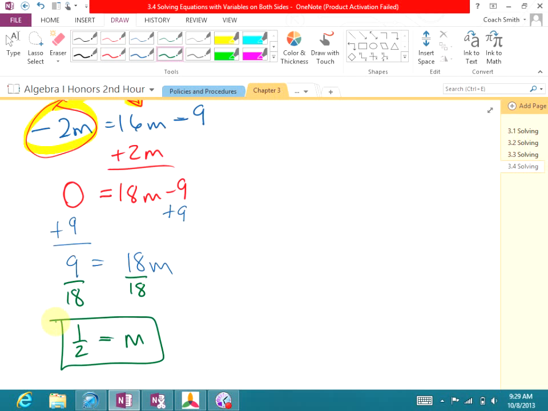Now, obviously, unfortunately, that's a very easy example. Let's look at one that's a little bit harder. Let's see here. Let's go with this one first. 12p minus 7 equals negative 3p plus 8.